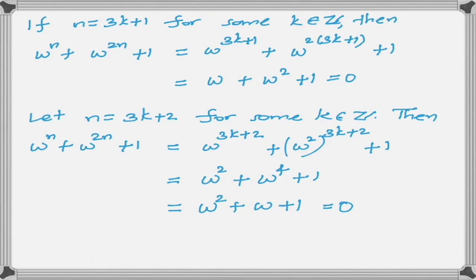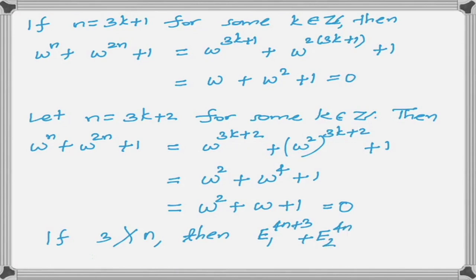So the answer for the given question is, if 3 does not divide n, then the equation e1 to the power 4n plus 3 plus e2 to the power 4n plus 3 plus e3 to the power 4n plus 3 equals 0.